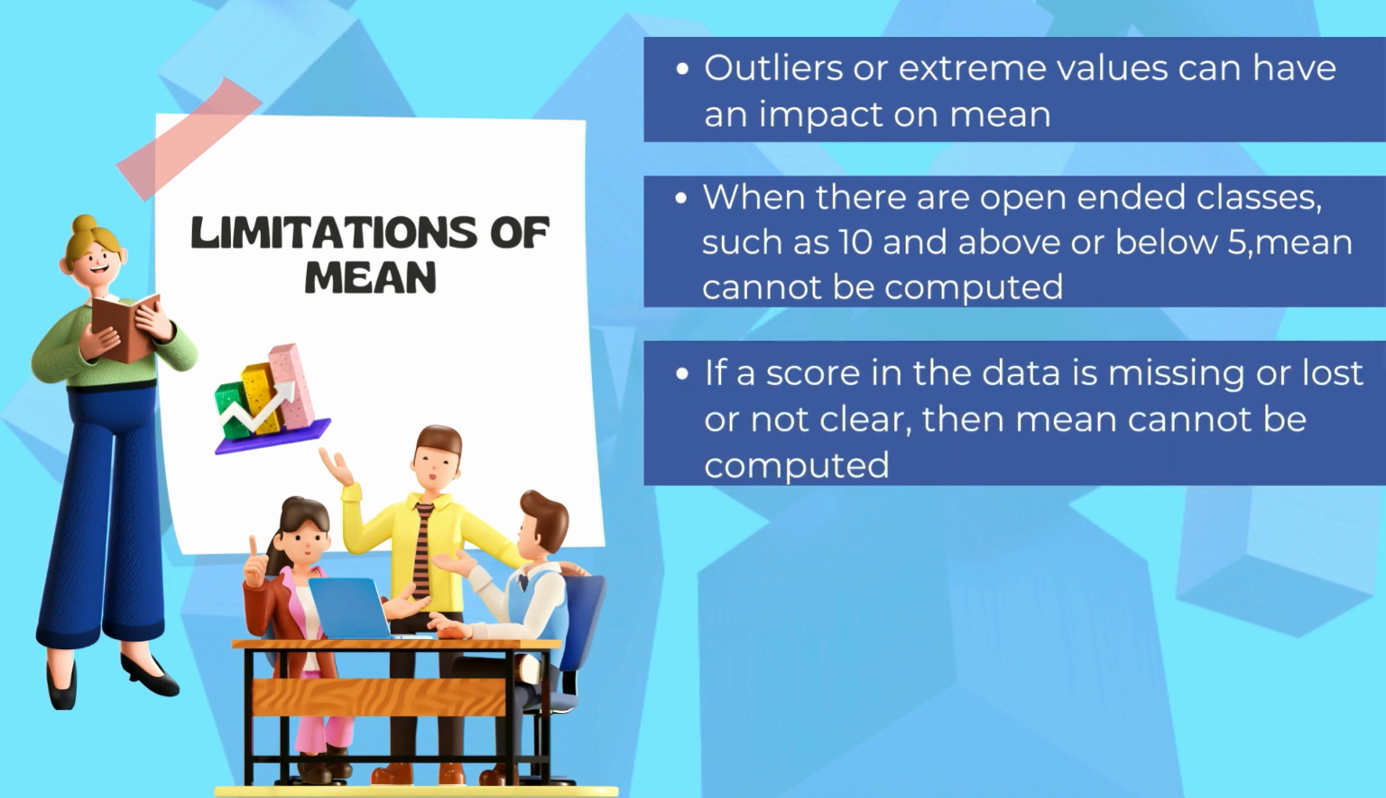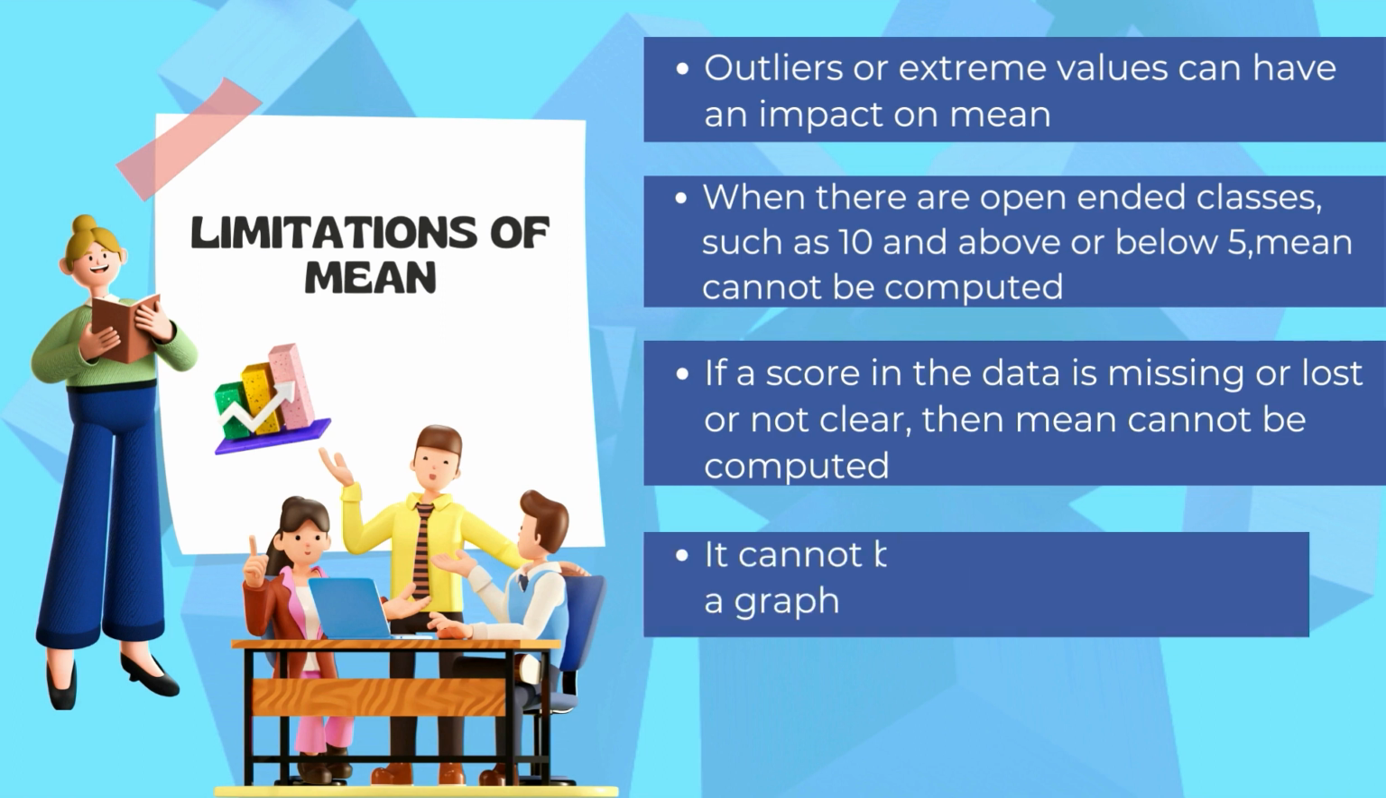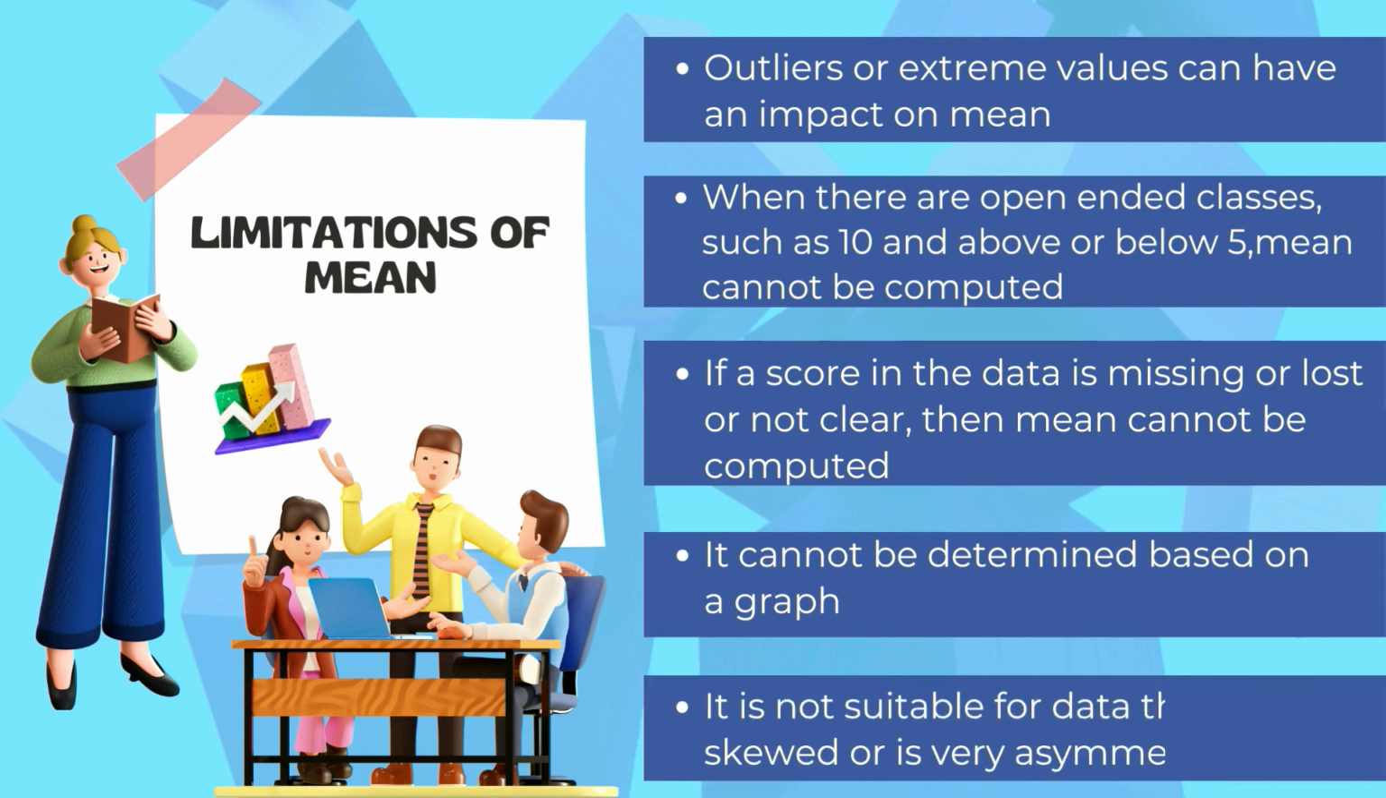If a score in the data is missing, or in some cases you lost the data or the data is not clear, you can't calculate the mean, because all the data are required. Although if you eliminate those unclear data, then you can definitely calculate the mean, but if you have confusion about the data and missing data, you can't. It also cannot be determined on the basis of a graph, and it is not suitable for data that is skewed or very asymmetrical. These are the limitations of the mean.